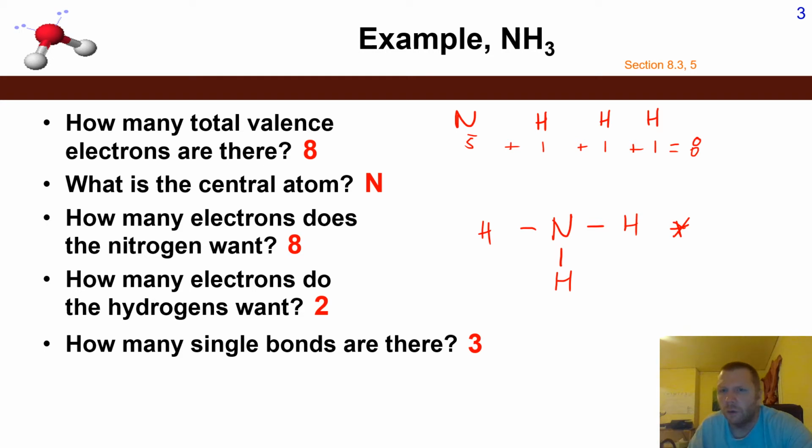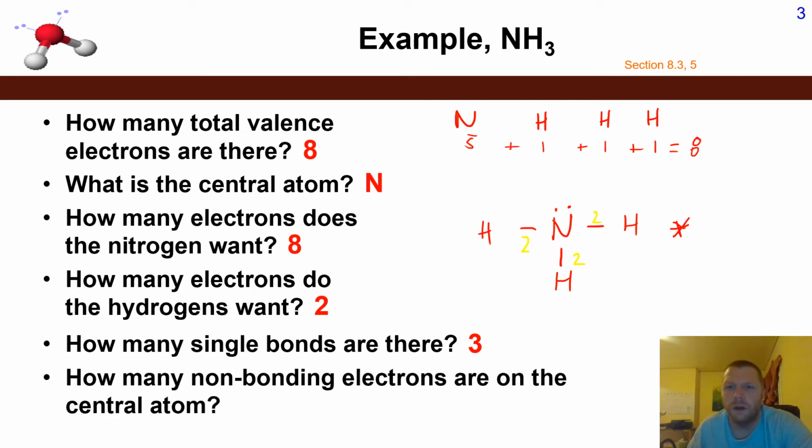Each single bond corresponds to 2 electrons, 2 more electrons, and 2 more electrons. So that's 6 electrons. So where are our last few electrons going to go? This is an instance where we haven't drawn enough electrons. So we have to put those last 2 electrons on our central atom, our nitrogen. And this is what's referred to as a lone pair of electrons. So that's all that there is to drawing a model of NH3.